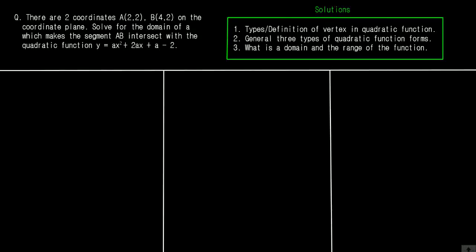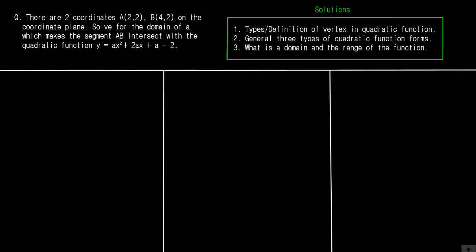Our question is: there are two coordinates, A (2, 2) and B (4, 2), on the coordinate plane. Solve for the domain of a which makes the segment AB intersect with the quadratic function y is equal to ax squared plus 2ax plus a minus 2.